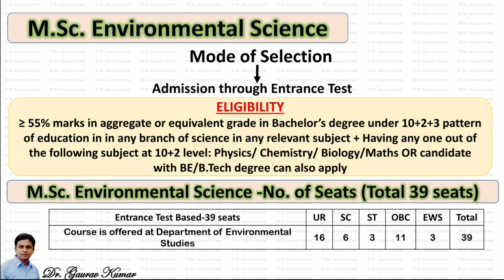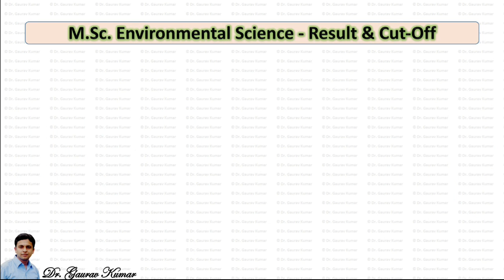If we see the number of seats, there are a total of 39 seats, and the course is offered at the Department of Environmental Sciences. In the unreserved category, there are 16 seats, and subsequently OBC has 11 seats, the SC candidates have 6 seats, and the ST and EWS have an equal 3 seats each.